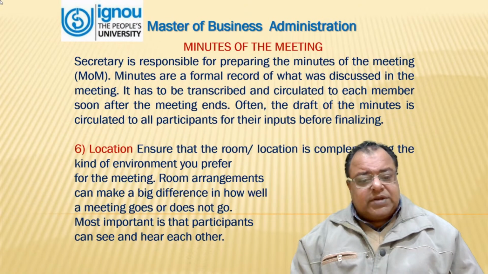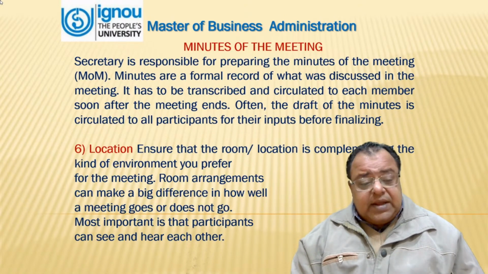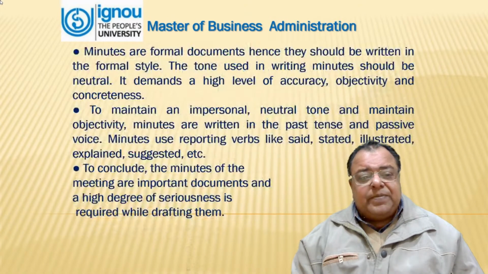Sixth one is location. Ensure that the room location complements the kind of environment you prefer for the meeting. Room arrangements can make a big difference in how well a meeting goes or does not. Most important is that participants can see and hear each other clearly.